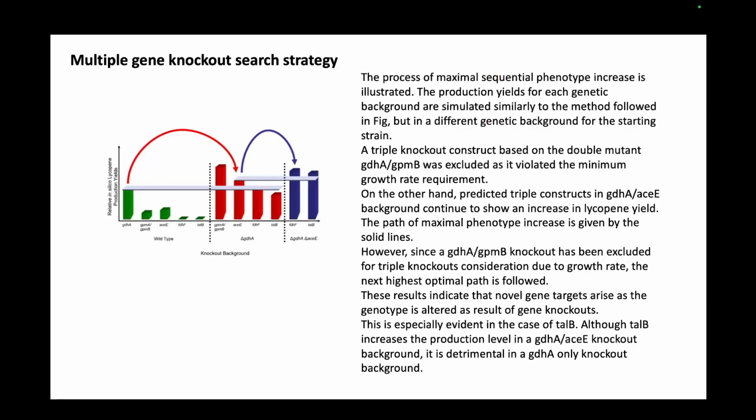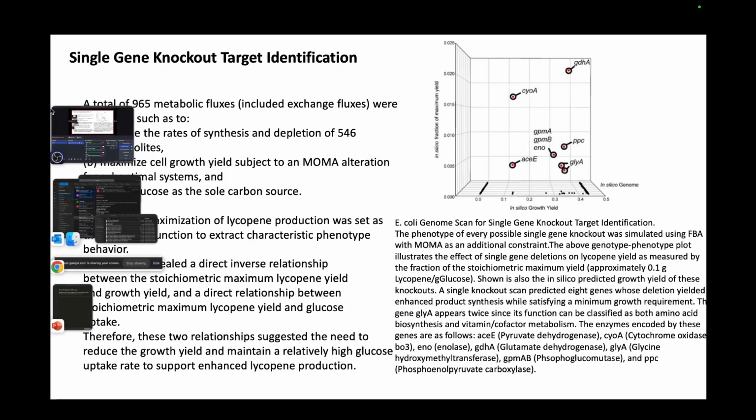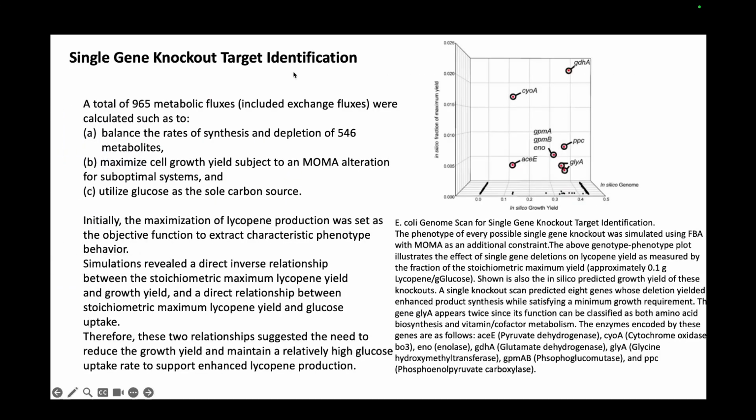Now, a total of 965 metabolic fluxes were calculated, such as to balance the rates of synthesis and depletion of 546 metabolites. Maximize cell growth yield subject to a MoMA alteration and utilize glucose as the sole carbon source. Initially, maximization of lycopene production was set as the objective function to extract characteristic phenotype behavior.